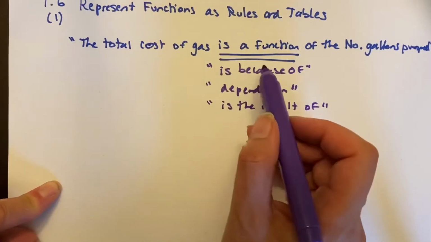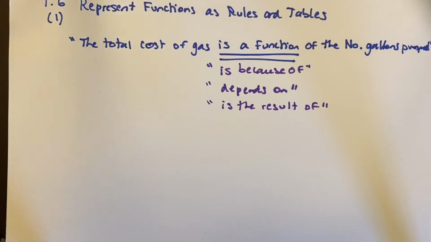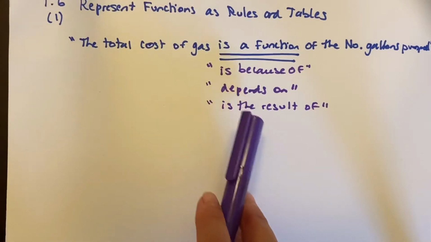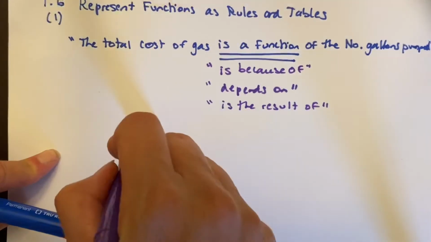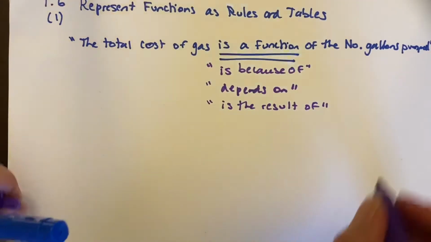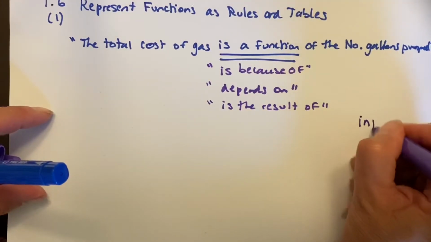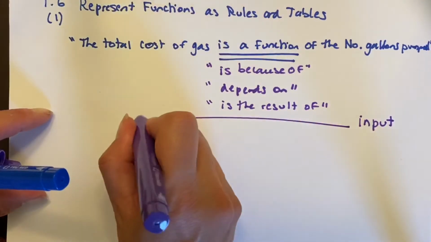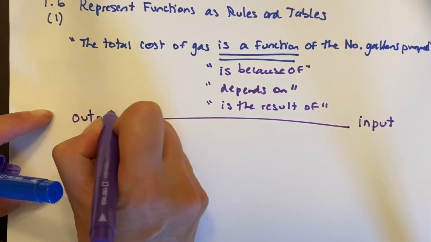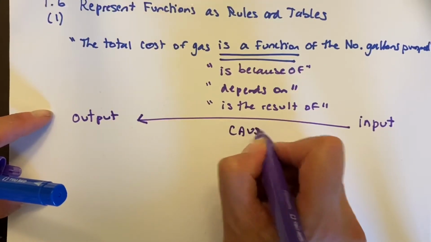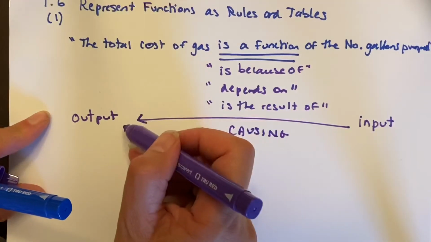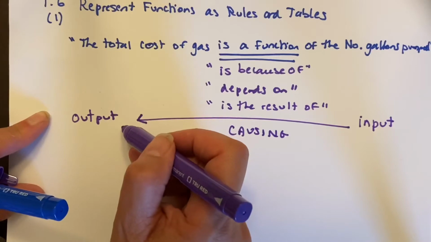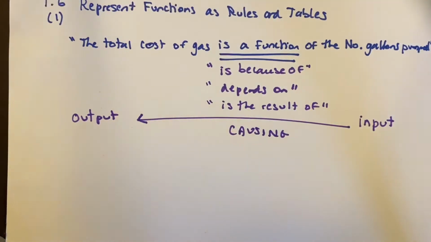So to understand the word function, it's a very simple word we use in English every single day to describe things we do. It's the result of. So you have something causing something else, right? You have an input causing an output. The number of gallons is put in the car, causing an output, how much you have to pay. Okay, that is essentially the meaning of the word function.